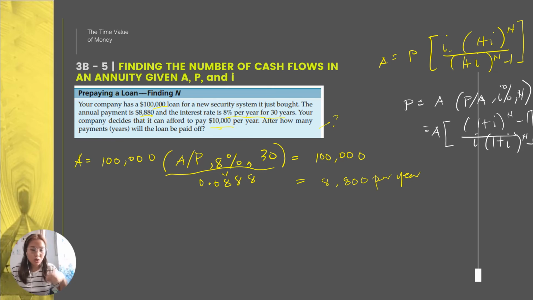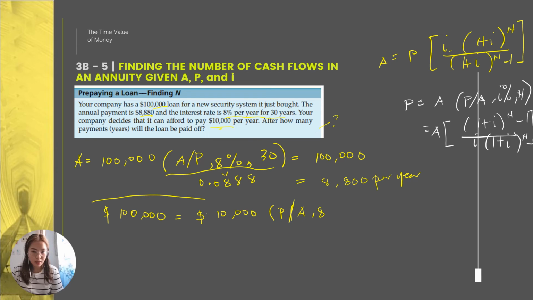So, by using this formula, we find na ang $100,000, okay, is i-replace na to, no? Na kay $10,000 na ginapay and P of over A 8% in N. Kay kanina time pangitao naman nato ang N niya. So let's try to use the interest tables.